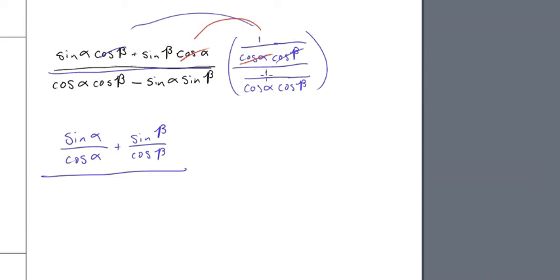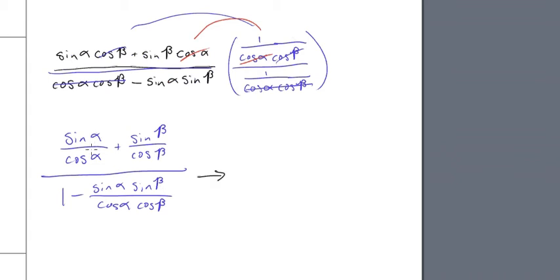And so on the bottom, to keep it equivalent, we had to multiply by the same stuff down here in the denominator. And so we have cosine alpha, cosine beta, divided by cosine alpha, cosine beta. Hey, that's going to turn into just 1. So 1 minus, and then here we have sine alpha, sine beta, divided by cosine alpha, cosine beta. And hopefully you can kind of see what's going to happen here, that all these are going to turn into tangent.